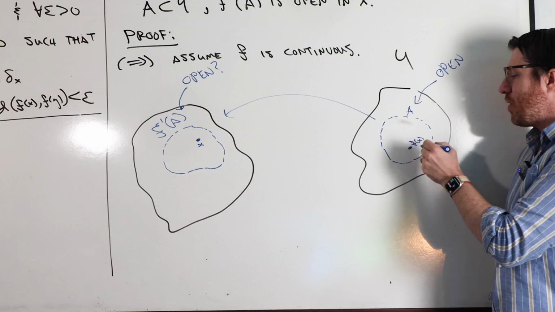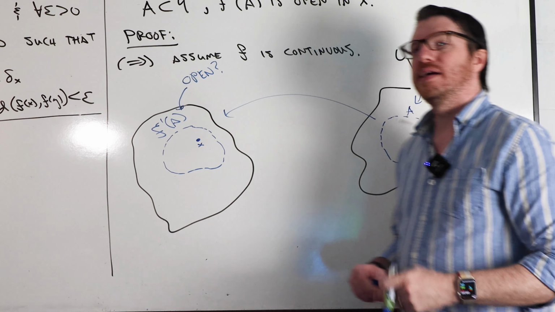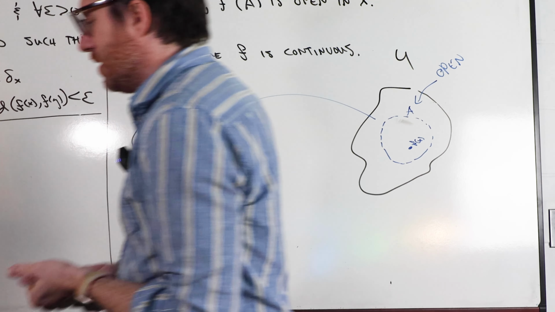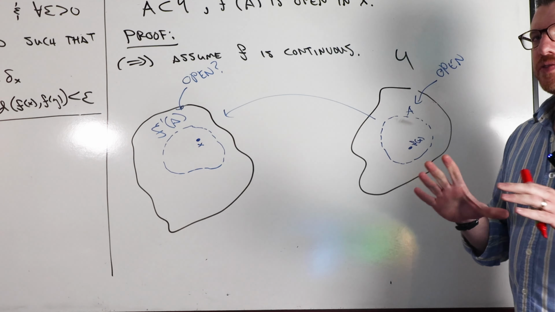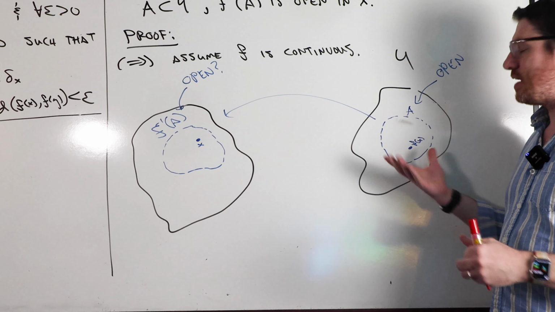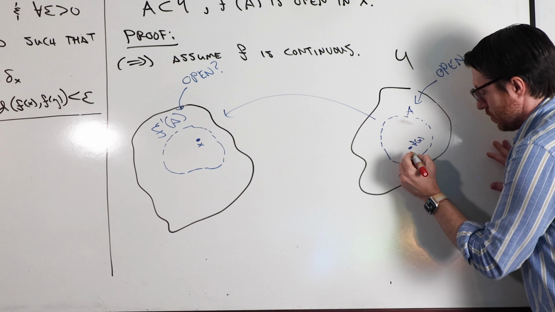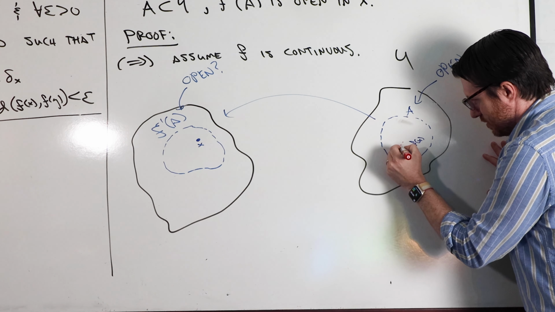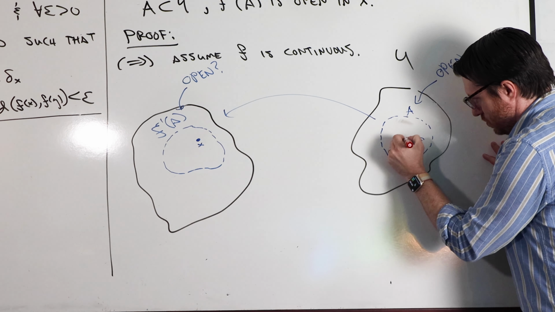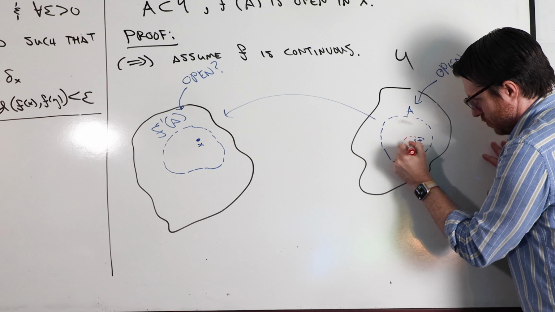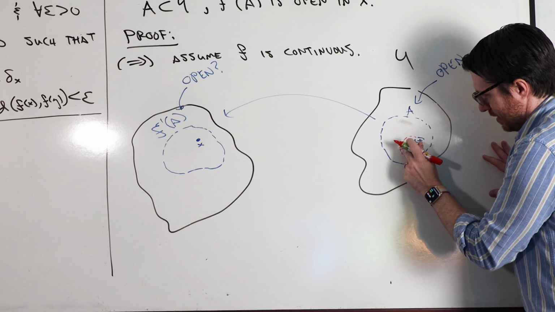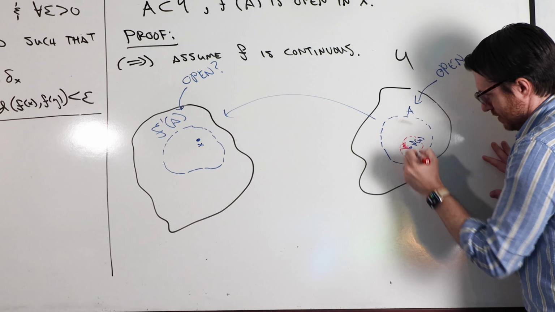And now I can go ahead and select an epsilon. I can make this epsilon small enough so that the entire neighborhood fits inside of A just by openness. So we're going to select an epsilon that does that. And so here this has radius epsilon.